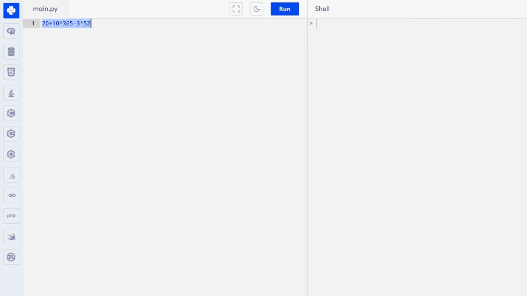Yes, okay. And we want to put the print first. And 20 plus 10 into 365 minus 3 into 52. It's so simple. And let's run it. And we can get 3514, the same answer in single line code.